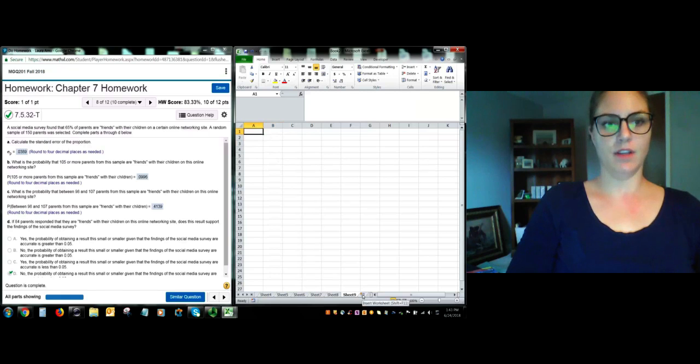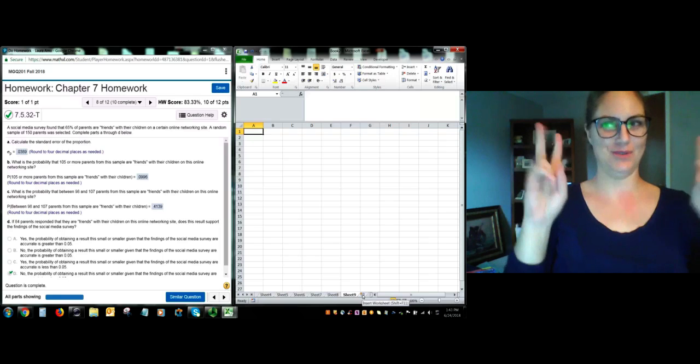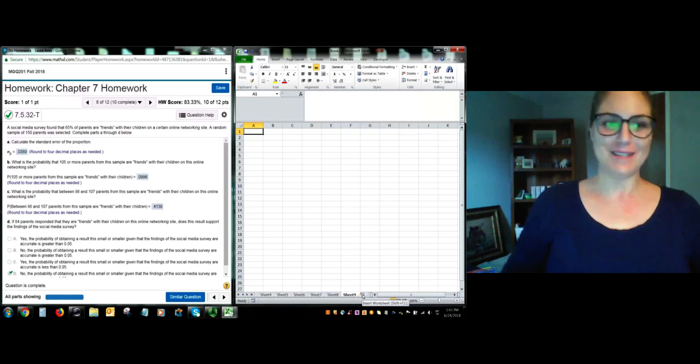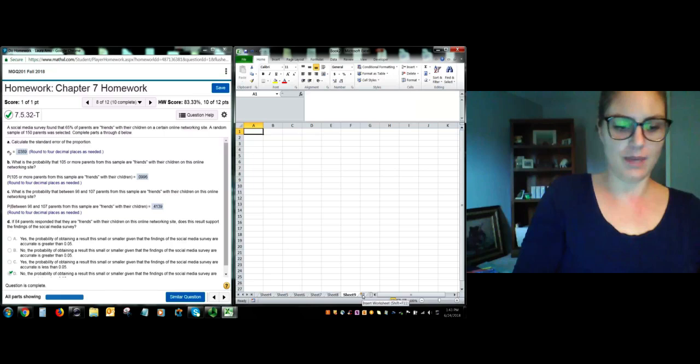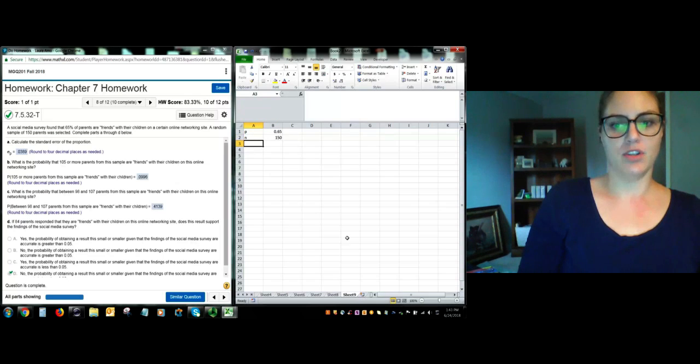A social media survey found that 65% of parents are friends with their children on a certain online networking site. Like, I'll put this in quotes, friends. A random sample of 150 parents was selected. Complete parts A through D below. Okay, so here we know that P is 0.65 and a random sample of N is 150. So calculate the standard error of the proportion.